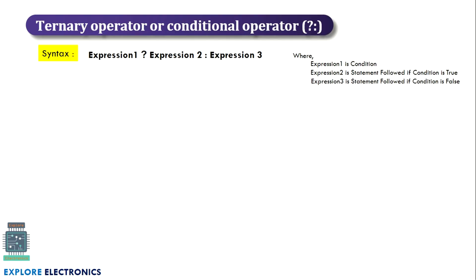Now let us understand what is ternary operator or conditional operator. This is the syntax to write a ternary operator. First we will have an expression. This expression 1 is nothing but our condition. Then we have a question mark which checks if this expression evaluates to true. If it is true, expression 2 will be executed. If it is false, then expression 3 will be executed. So this is the syntax for the ternary operator.